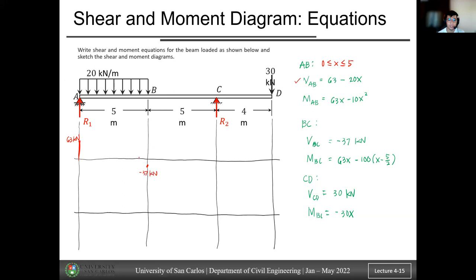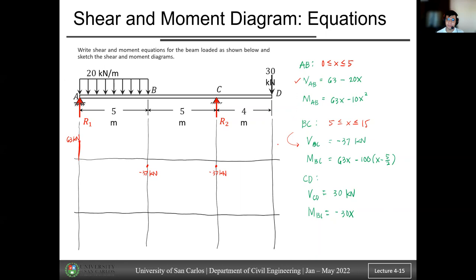Notice that our negative 37 is already the negative 37 in segment BC. So meaning our equation is correct, right? Notice that in segment BC, it's negative 37 all throughout the span of 5 to 10 meters. That's because it's not an equation with an x value, so it's not changing in every meter. So meaning it's still negative 37 at the end of the 15 meter mark. So that's still negative 37 kilonewtons.